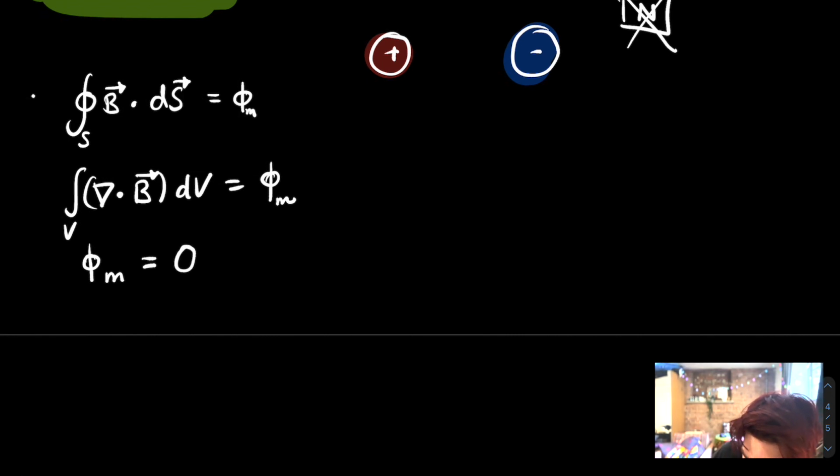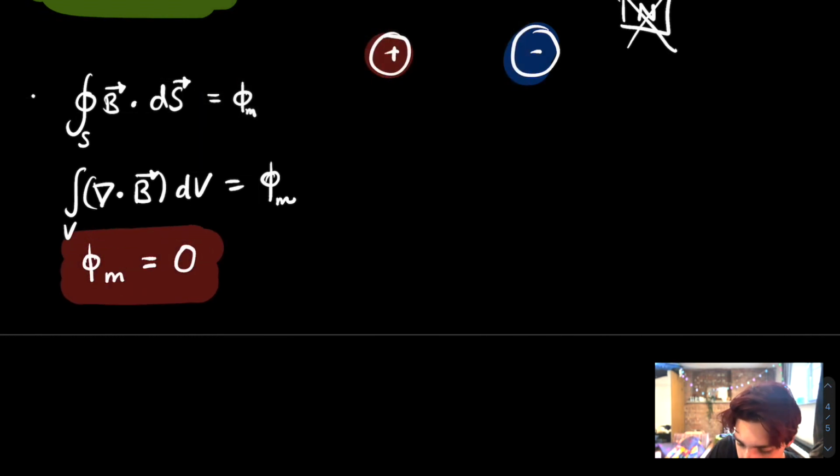So that means that phi m is just going to equal 0, because this term has to equal 0. And so we get the result that you cannot have a net magnetic flux. This must mean that the magnetic flux that goes in must equal the magnetic flux that goes out. So the net flux is equal to 0.